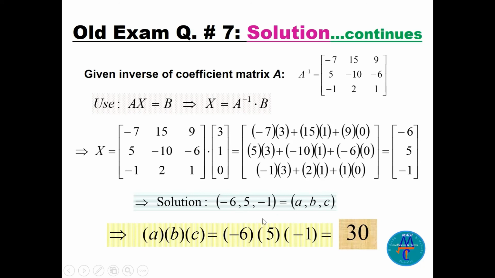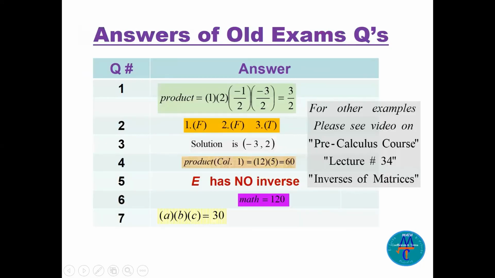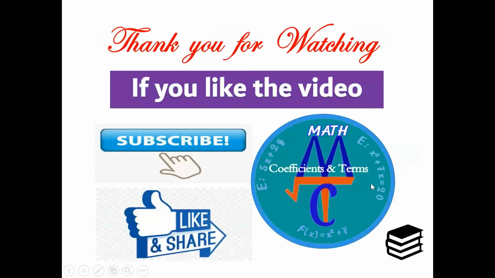Now we need in our question to multiply A times B times C. It will be 30. Now these are the answers of the questions we did, the 7 questions. For other examples, the formulas, all the details you need, please go to the video pre-calculus course lecture number 34, inverses of matrices.